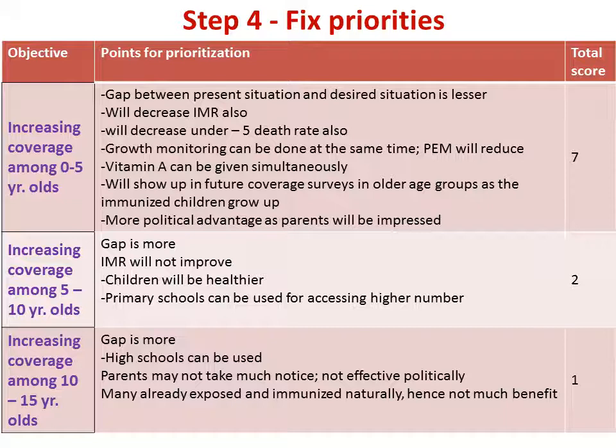Given the limited resources, we finalize that we cannot increase the coverage in all the 3 age groups. So we have to limit ourselves to 1 age group out of the 3 age groups. The points in favor of 0 to 5-year-olds is 7. Points in favor of 5 to 10 years old are 2. And in favor of 10 to 15-year-old, just 1. So on the basis of this score system, we now decide that our priority group is 0 to 5-year-olds and that we will strive to increase immunization coverage in only this age group for the present.